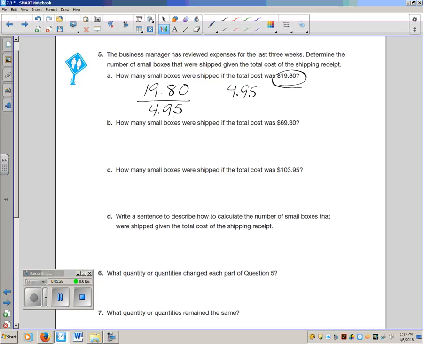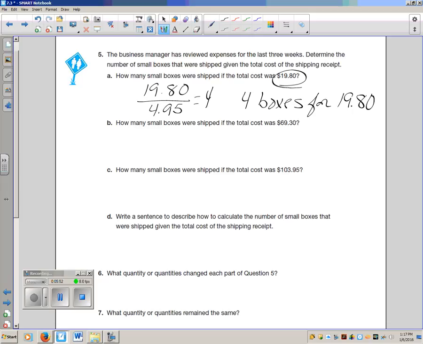So $19.80 divided by $4.95 would equal 4. So 4 boxes for $19.80.